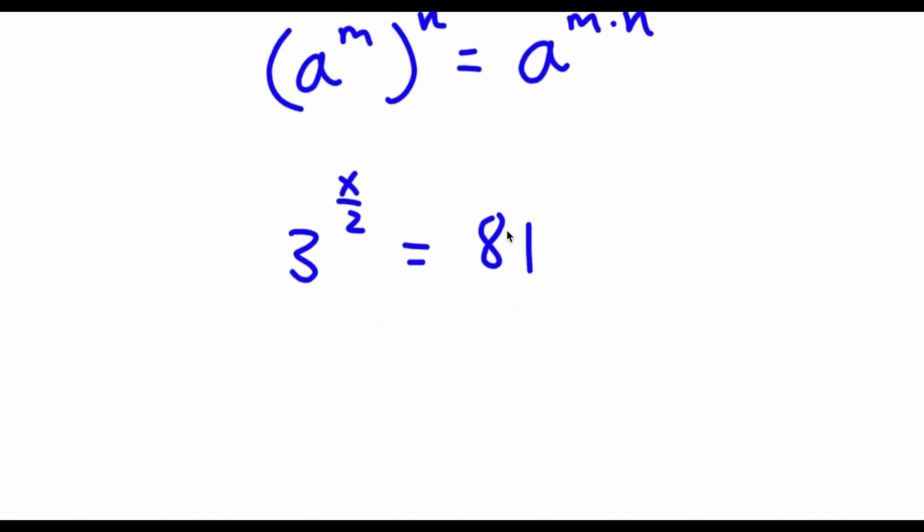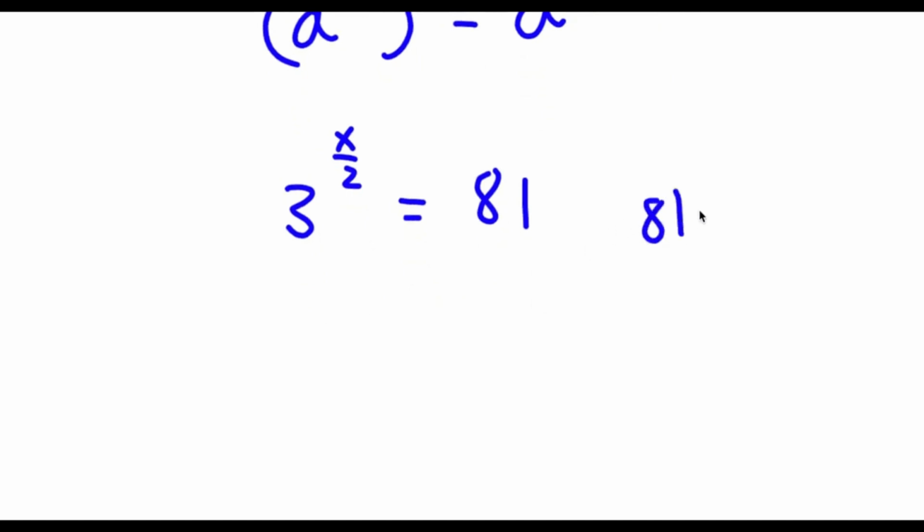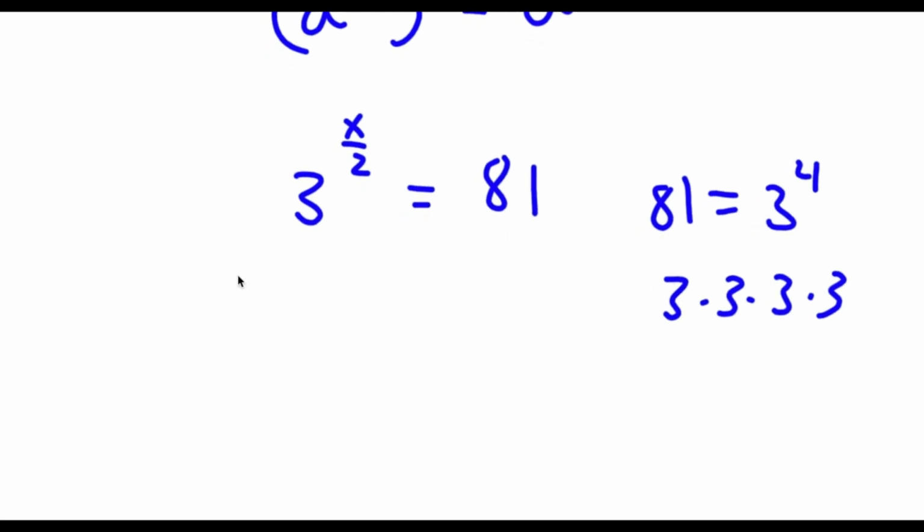Now, 81, this is going to be the same thing as 3 to the power of 4. Because 3 to the power of 4, that's 3 times 3 times 3 times 3. 3 times 3 is 9, 9 times 3 is 27, and 27 times 3 is 81. So now I'm going to replace 81 with 3 to the power of 4. So now I have 3 to the power of x over 2 is equal to 3 to the power of 4.